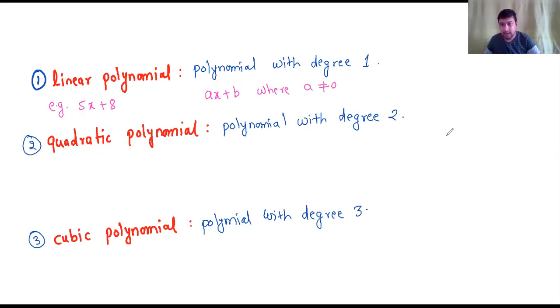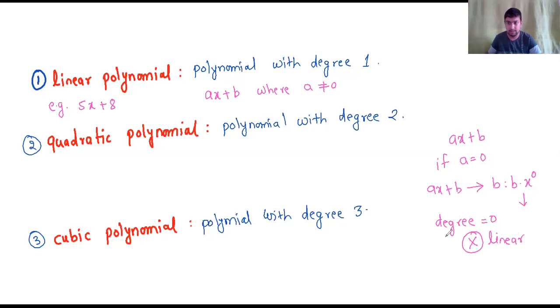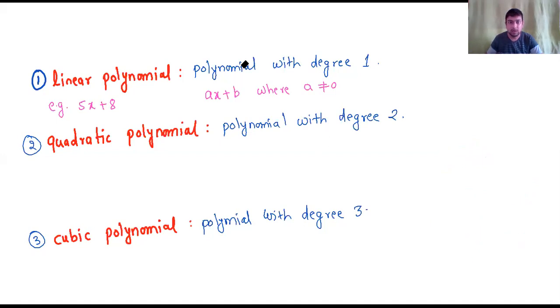See, in ax plus b, let's say a is equal to 0. If a is equal to 0, ax plus b becomes b. Now b means b into x to the power 0. So what will be the degree here? Degree will be 0. So it is not a linear. Is it right? Okay. So that's why the condition is that a should not be equal to 0.